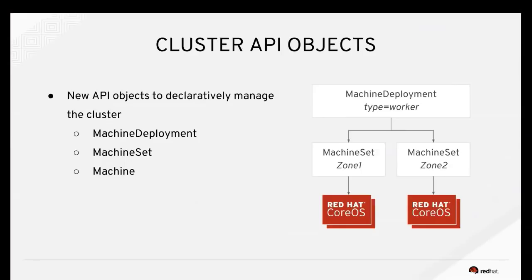So now with machine sets, you could say, hey, I want this set of machines in this availability zone, so go ahead and deploy that set of machines out for me. And the machine deployment is what's going to be driving all that.